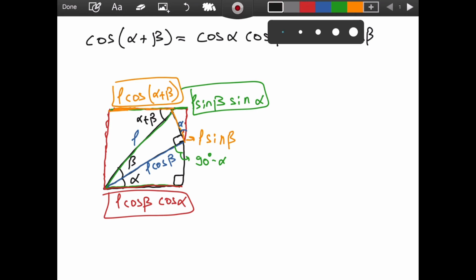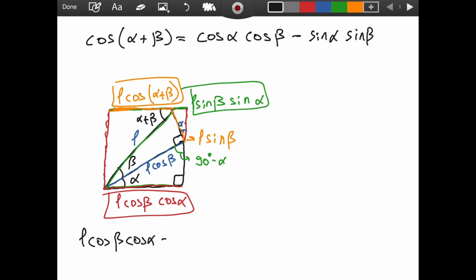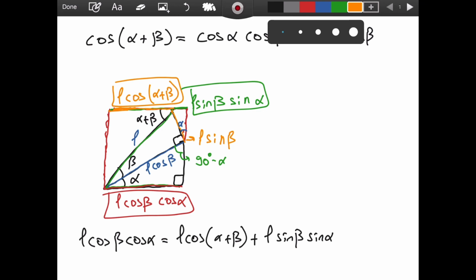Let's do that. I am writing the red first: we have L cosine of beta times cosine of alpha. This is equal to, now I am going to write the addition, which is L cosine of alpha plus beta plus L sine beta sine alpha. Here the L's cancel. Great, because it was really arbitrary. We didn't care about L and we see that it cancels. Hooray. So L is gone.